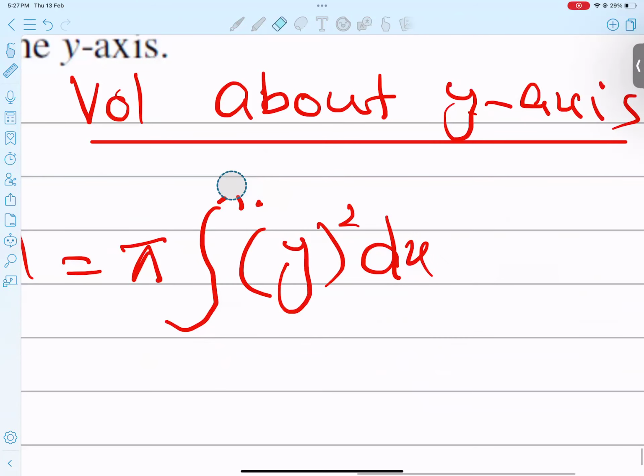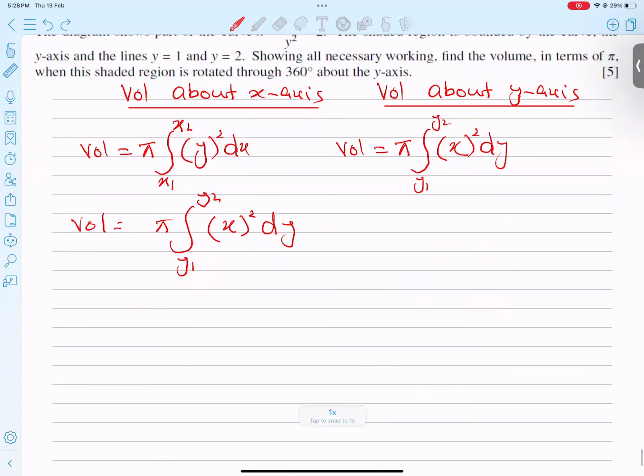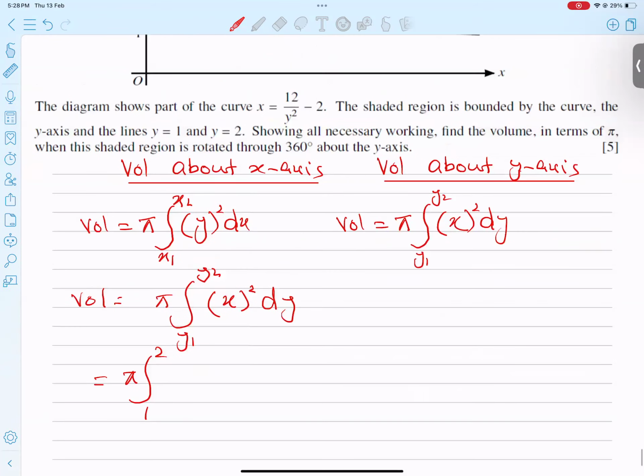So let's start. Bismillah Rahman Rahim. Volume. The formula is very okay. I am writing the formula first of all, and best practice is writing the formula before you start the question properly. y1 is 1, y2 is 2 because it is about the y-axis, and this is x. You can see the full value will come in the bracket. So pi outside, limits 1 and 2, and the equation of the curve is 12 over y squared minus 2, whole squared, dy.